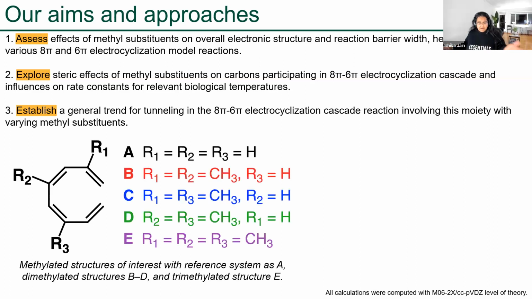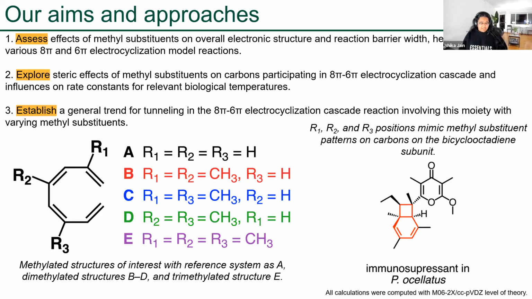I've chosen a subset of 5 reactions to focus on. A reference system here with no groups on it, then dimethylated structures, B through D, and a trimethylated structure in E, right? The reason for this is because, as you recall, many natural products with this motif, such as this immunosuppressant here, have a very specific methylation pattern, in an alternating way, essentially, right? And because of this, it is of interest to study in this cascade.